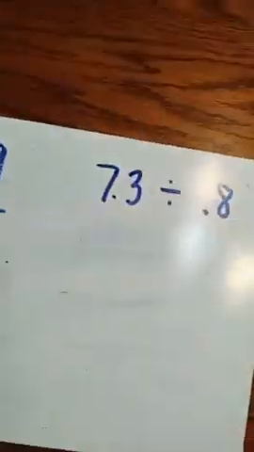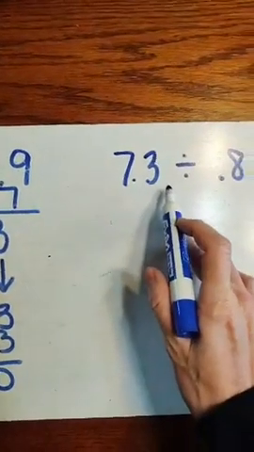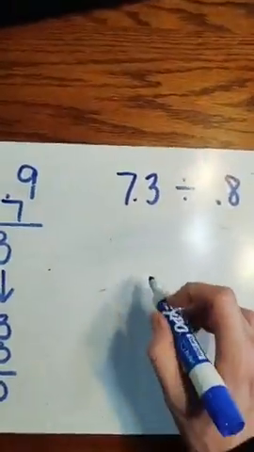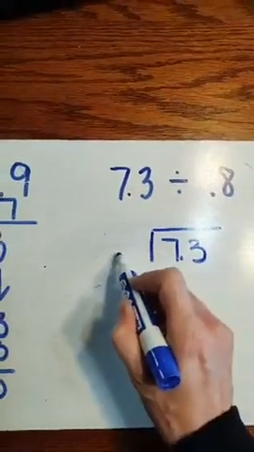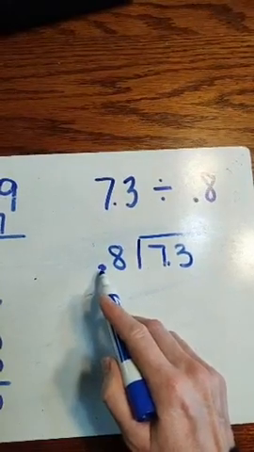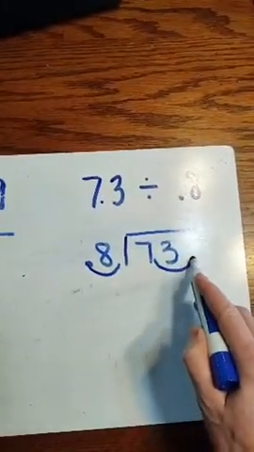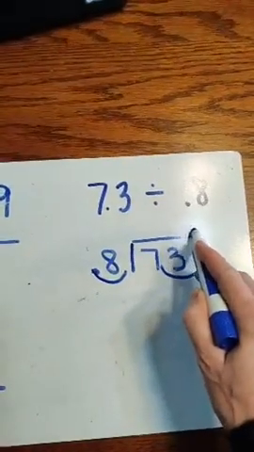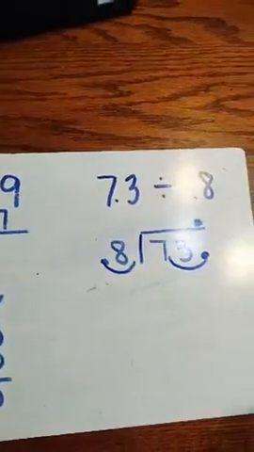All right, let's try one more. 7 3/10 divided by 8/10. I'm going to write them in here. I've got a decimal out here, and I can't have it. Over, over, up. Okay, so I'm ready to divide.